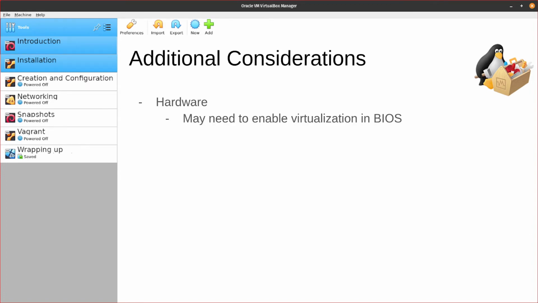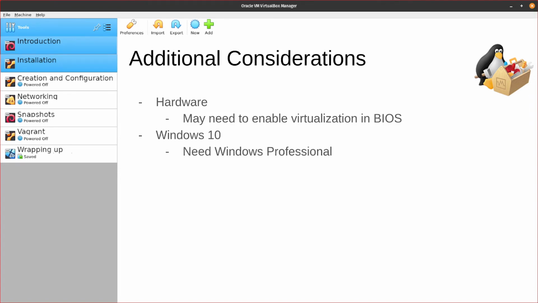Hardware. Depending on what kind of hardware you're running, you're probably going to need to enable virtualization within your motherboard's BIOS. How you're going to do this is going to be dependent on your brand and manufacturer, but you will have to go into your BIOS and make sure virtualization has been enabled. Without this, your operating system probably just won't run VirtualBox, and you may get some strange errors related to it.